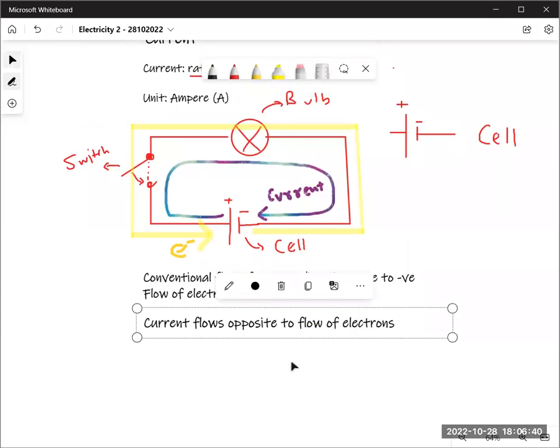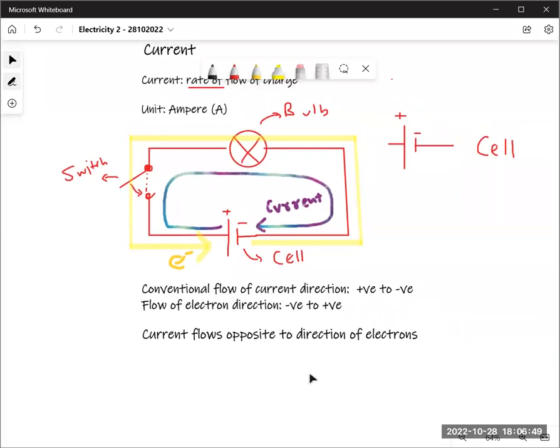Sir, can you explain the conventional flow of current direction again? Okay, I'll say it one more time. No worries. If anyone wants me to explain it, please ask me at least two or three times. It's okay because we have time.